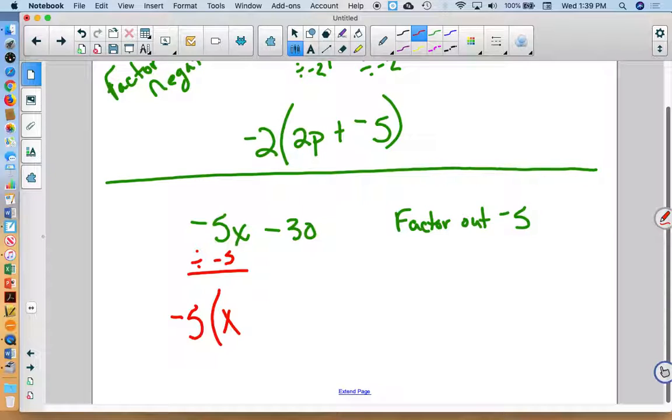Okay? I don't like subtraction, so this is going to end up being positive plus a negative. I'm going to divide again by a negative 5. And so now I have negative 30 divided by negative 5. Negative divided by negative is going to give you a positive 6. And that's as far as I can go. My final answer is negative 5 times parentheses x plus 6. And I leave it like that.